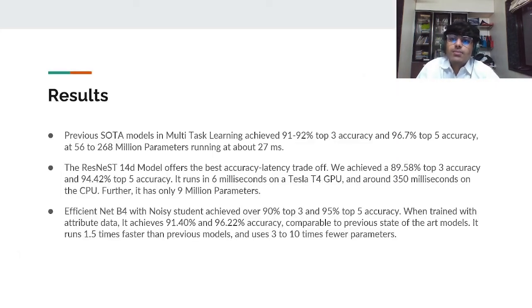And ResNest takes just 6 milliseconds to run on a Tesla T4 and around 350 milliseconds on the CPU, and it has only 9 million parameters. EfficientNet B4 has 19 million parameters in contrast, and it runs in around 16 milliseconds, which is still 1.5 times faster than the previous models. ResNest is 4.5 times faster than some of the previous models.